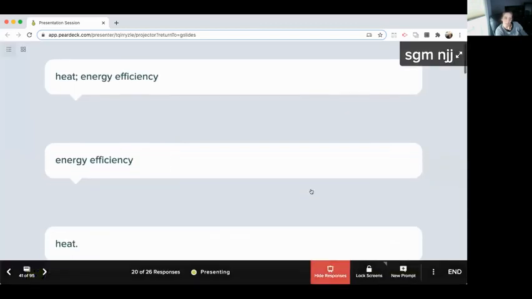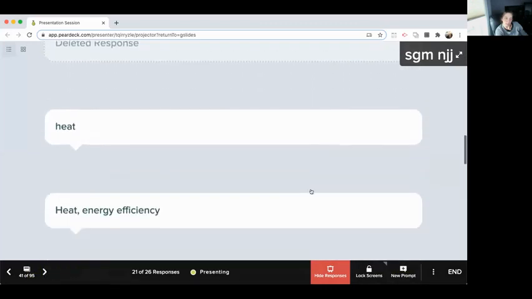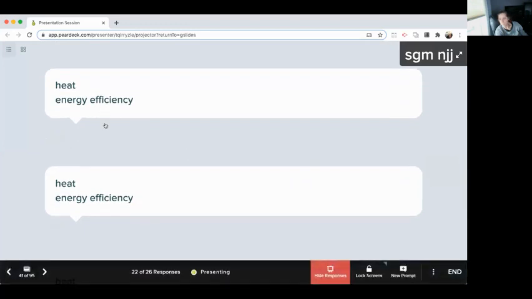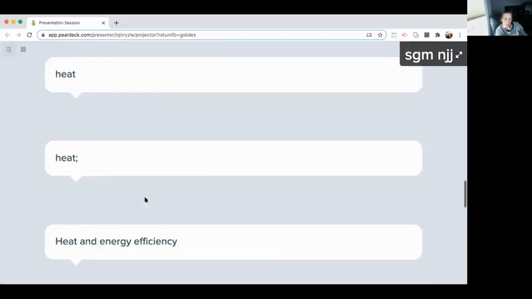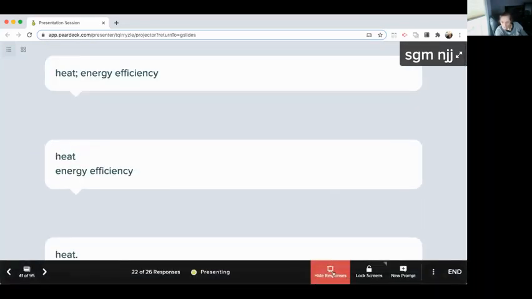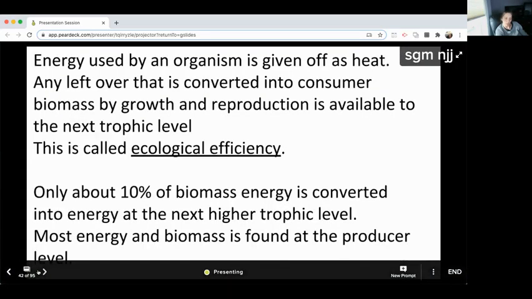Let's see, energy efficiency, heat, good. Ecological efficiency. So let's look at this. This is one of the ones where I saw a lot of the same thing, whether it was ecological or energy efficiency. I think on a free response, you'd probably get credit for either. But on a multiple choice, they're probably going to use one of the actual terms. So this was ecological efficiency, although it is talking about energy.